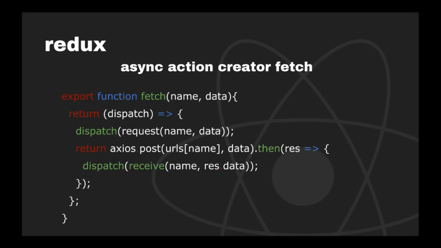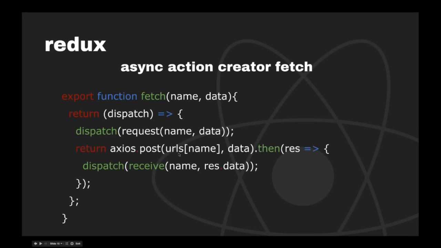And the thunk middleware is going to call our function sending the dispatch reference, which is all we want in this case. And we're going to dispatch a request action to signal to the state that we are starting a request to the server. After that, we are just going to return a promise here from Axios. Remember Axios that we used in lecture 3? Well, we're using the same. We're going to post, using the same pattern. We have the URLs coded in an object, and then depending on the name is the URL that we're going to contact, and then send the data.